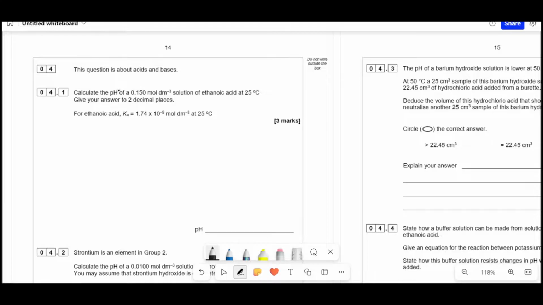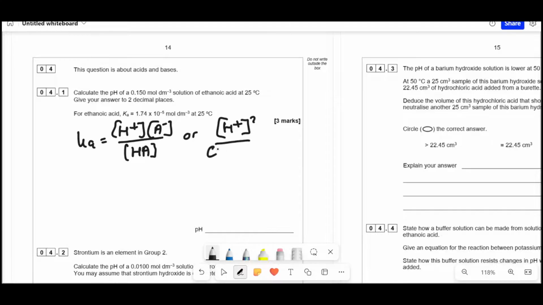But the issue is we don't know which Ka to use, because you've got your Ka equals H plus A minus over HA. And you've got your other one, which is H plus squared over C, HA. I was going to write the actual acid here, but HA here. So which one do we use? Well, it's important to look at the equilibrium and think about what's going on in it and understand what each of the letters mean rather than just vaguely saying stuff.